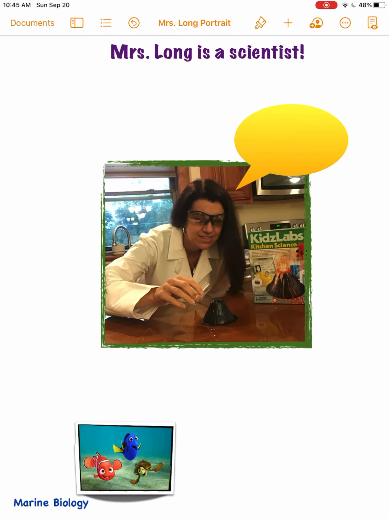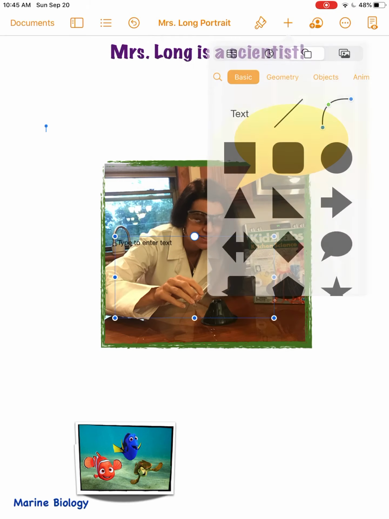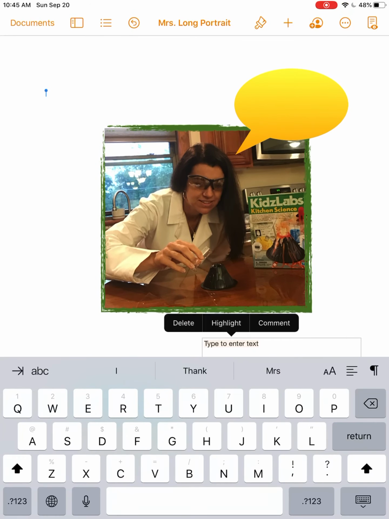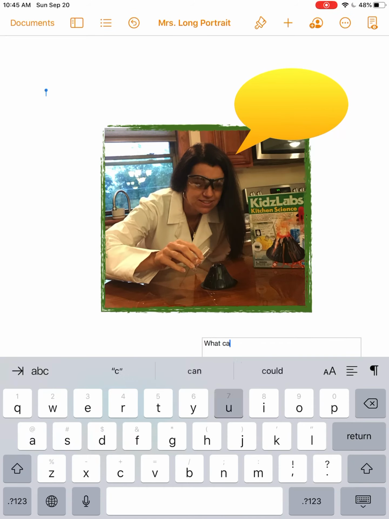So now I have my bubble. I need to put my question in there, so I'm going to go back and I'm going to create a text box. I'm going to drag it down here so I can write in it. And my question is, what causes a volcano to erupt?